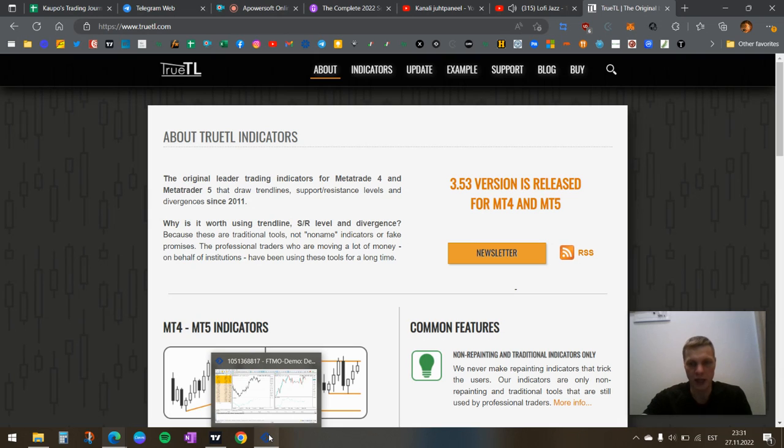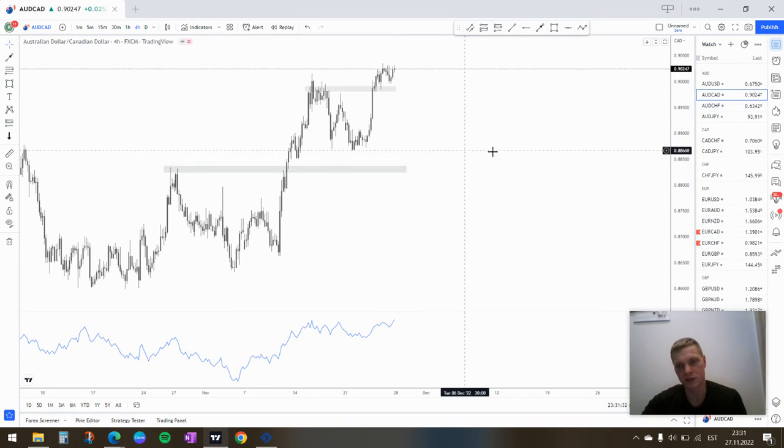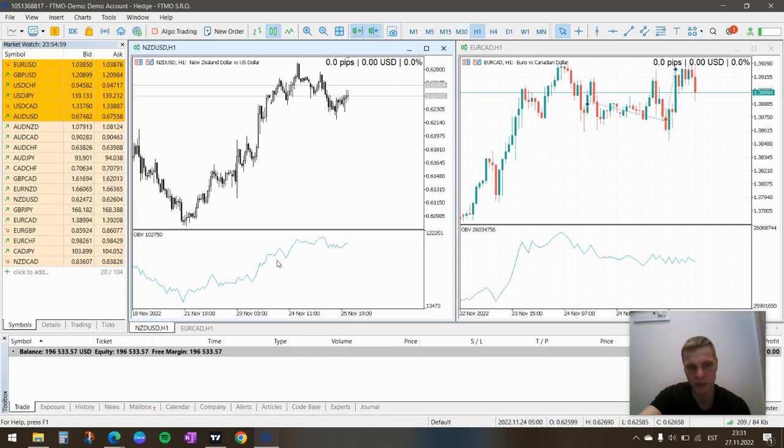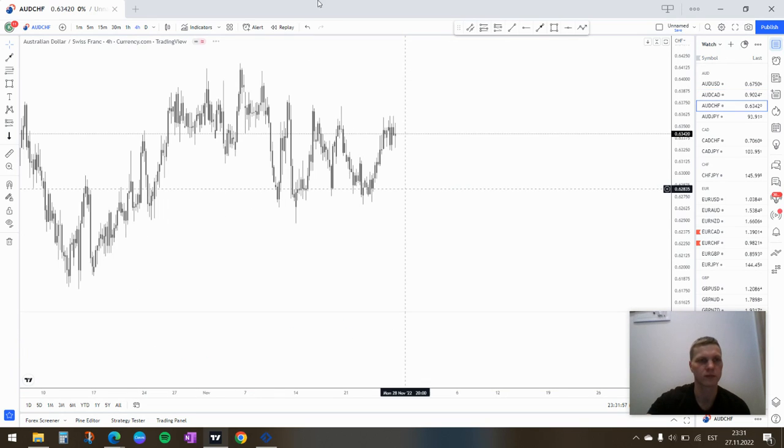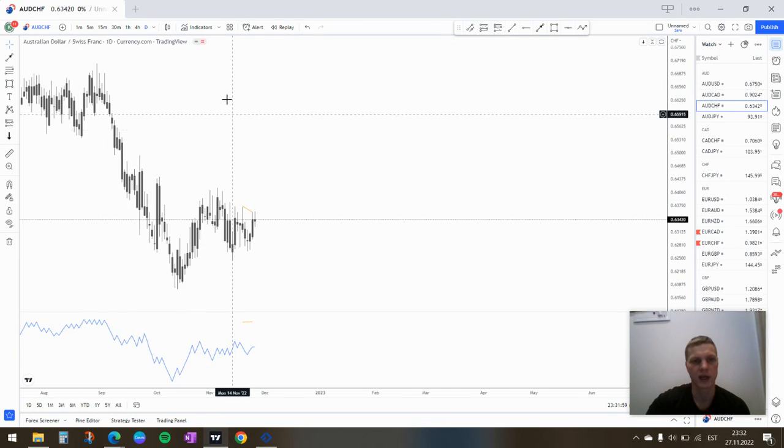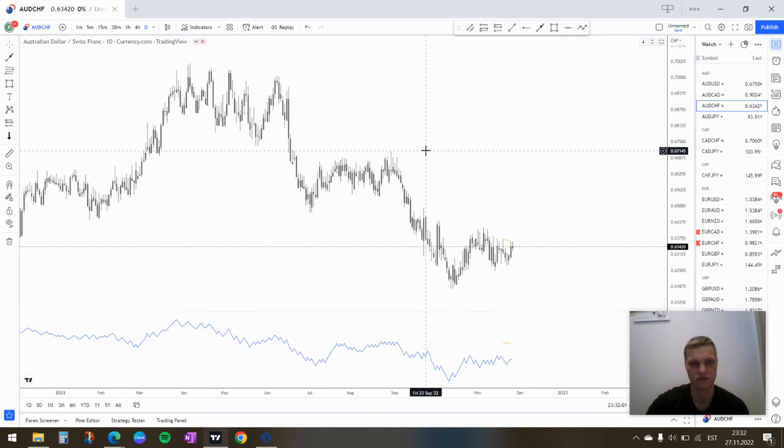and I'm spotting divergences manually right now from the OBV. But then there would be some arrows and lines and stuff like that. I think I might try them out because it simplifies things for me. I know I can find divergences myself, it just simplifies things. AUD CAD ranging.